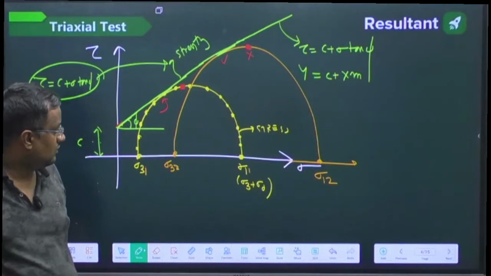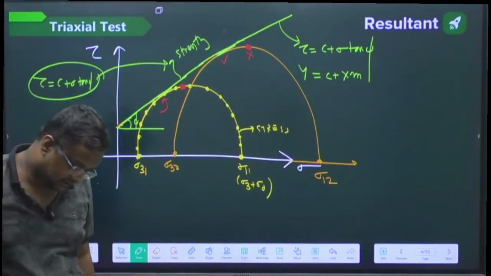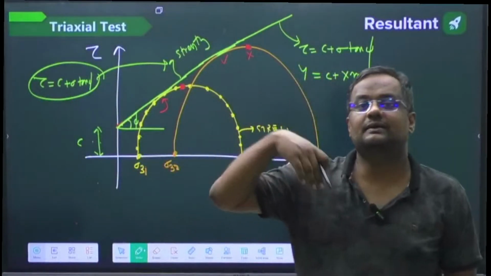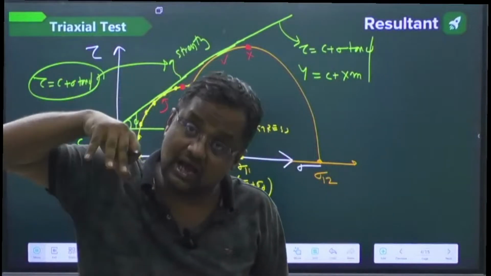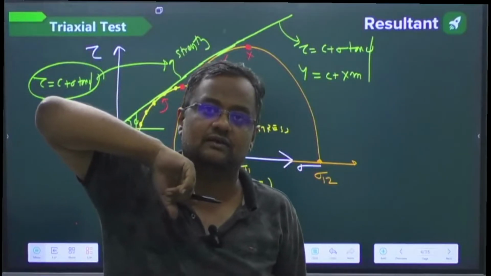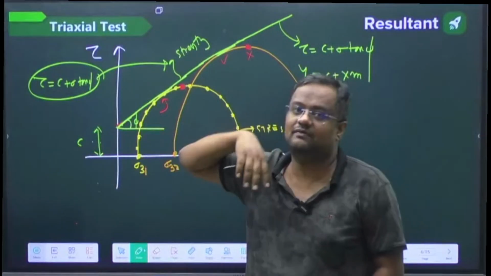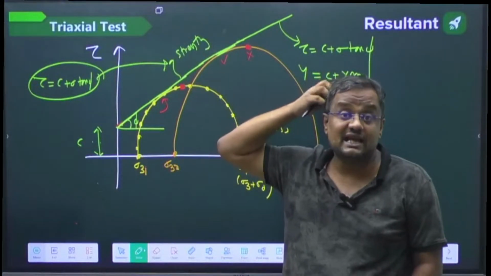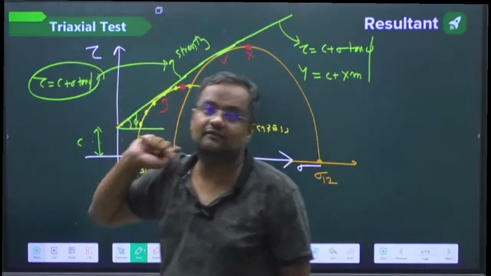Now, I'm again telling you that for the same soil, c and phi can be different, depending on the type of test we use. So what type of test will we be using? We will be using the same type of test, applying the same type of situations, that occur in the field.